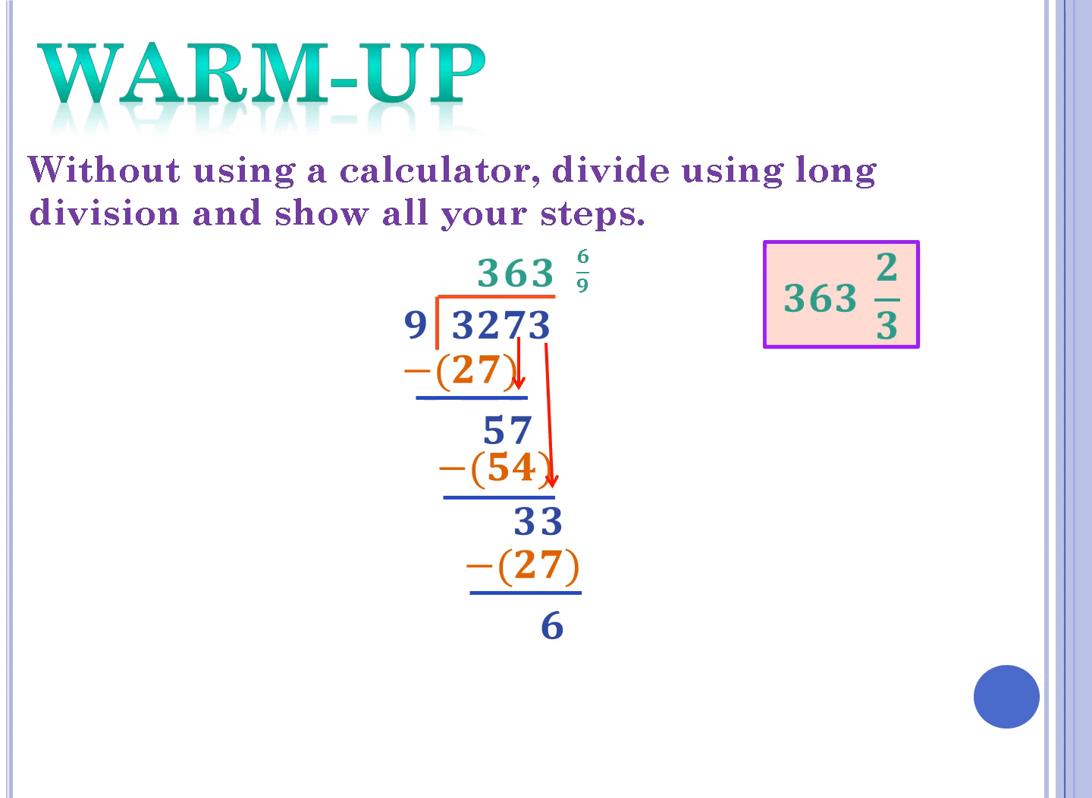Now, that begs the question, does 9 go evenly into 3,273? So is 9 a factor of 3,273? The answer is no, because there was a remainder. So 9 is not a factor of 3,273 because there was a remainder. We want you to keep this in the front of your mind as we go through this lesson, because now we're going to see how this relates to what we're doing today.